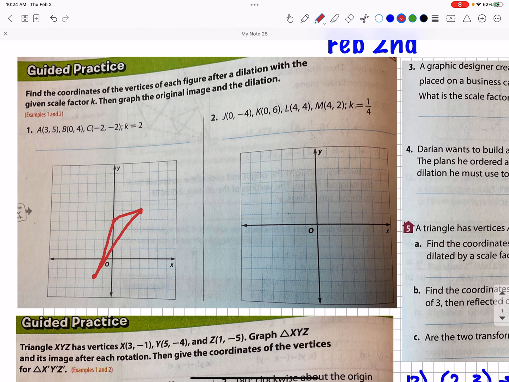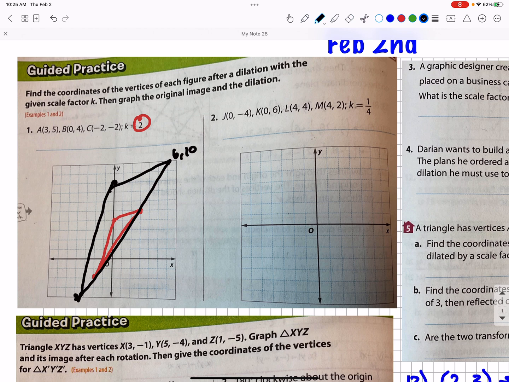If we dilate it by a factor of 2, we're going to make everything twice as far from the center as we can. So basically, we just multiply everything by 2. So 6, 10, I'm assuming is like over here. 0, 4 goes to 0, 8, because we're multiplying things by 2. 5, 6, 7, 8. And -2, -2 is now at -4, -4. So this would move from there to there. We just dilated it by 2.